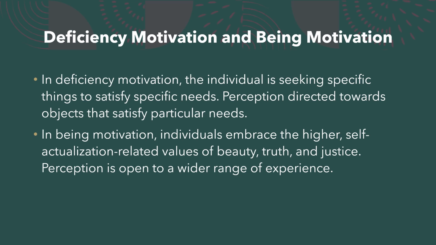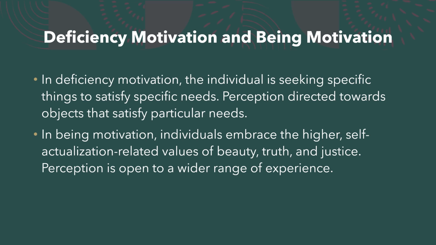Now, Maslow distinguishes between what he calls deficiency motivation and being motivation. In deficiency motivation, the individual is seeking specific things to satisfy specific needs. So this sounds like the lower levels of the hierarchy. So perception is directed towards objects that satisfy particular needs. It's very different in being motivation, where individuals embrace the higher self-actualization related values of beauty, truth, and justice. And perception is open to a wider range of experience.